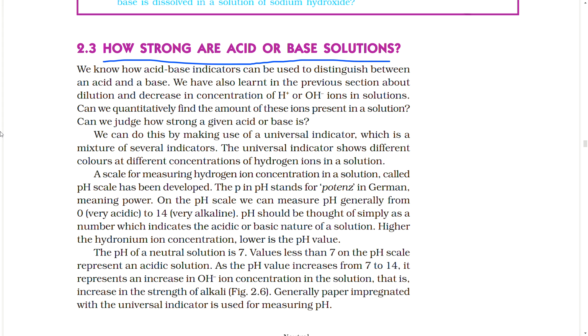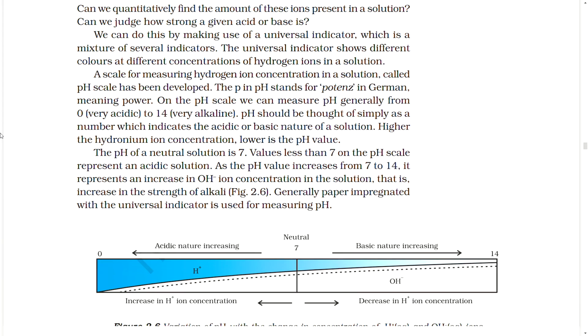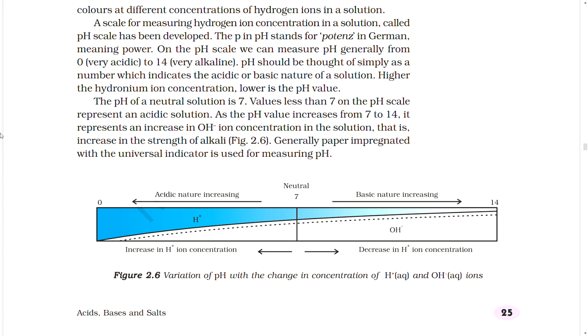On the pH scale, we can measure pH generally from 0, very acidic, to 14, very alkaline. pH should be thought of simply as a number which indicates the acidic or basic nature of a solution. The higher the hydronium ion concentration, the lower is the pH value. The pH of a neutral solution is 7. Values less than 7 on the pH scale represent an acidic solution.